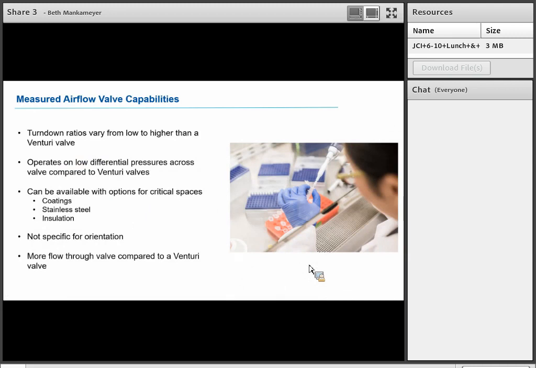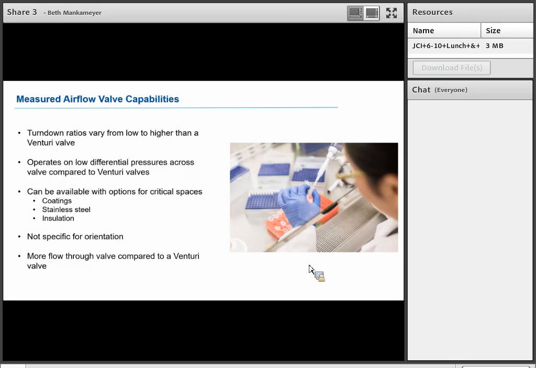So here are the capabilities of those measured airflow valves. We've got higher turn-down ratios than a VAV box, but they really vary. Some of them vary from lower than a venturi valve to higher than a venturi valve. So you do need to take a look at the measured airflow valve you're looking at to make sure that it fits your needs. But a really great thing is that they operate on low differential pressures. Because you don't have a cone and spring assembly, they don't have a minimum differential pressure in order to be highly accurate.